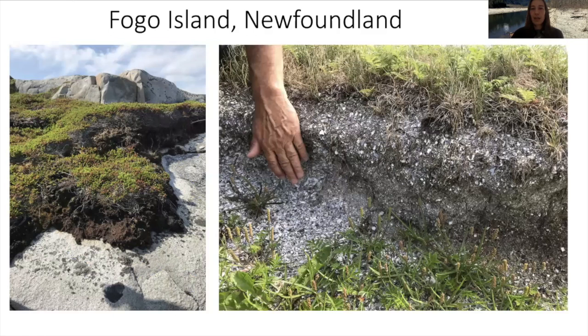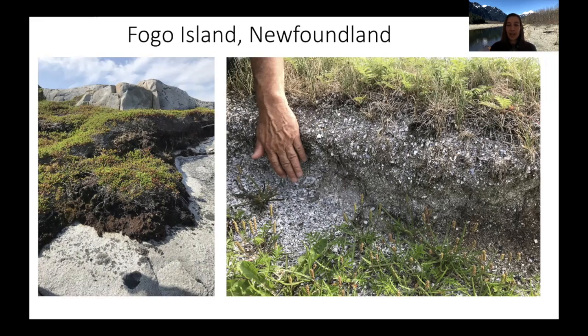Because of its climate and temperature, it tends to be covered in mossy grasslands with the formation of peat. If you look closely at this other photograph with the hand in it, you might notice that it looks like that soil is filled with shells, and it is. So this soil here is actually formed on what we call a raised beach. So these are beaches that existed as soon as the last ice sheets melted away.